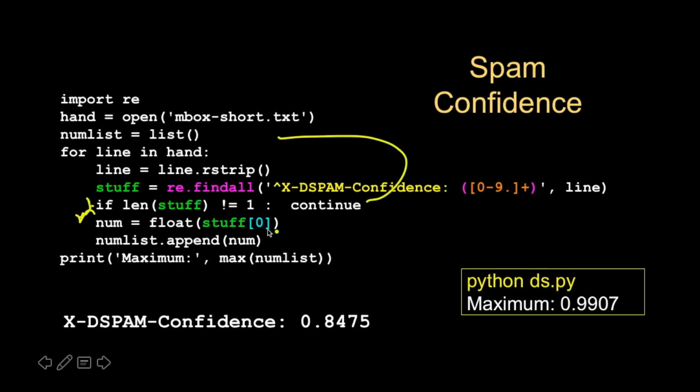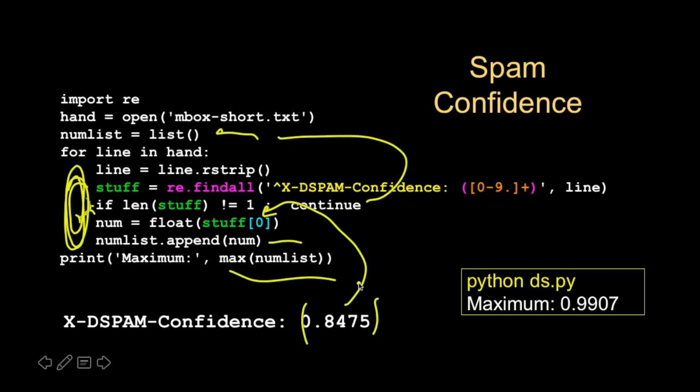that we've got one, and stuff sub 0, because that's what we extracted, is this number. And we can take the floating point of it, and we append it to our list. We made a list to store them. That runs. The list grows. And then we just say, what was the largest one? And so you can run this and see that.